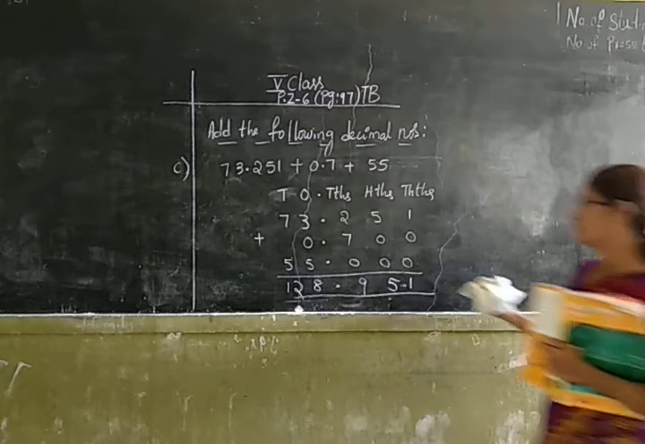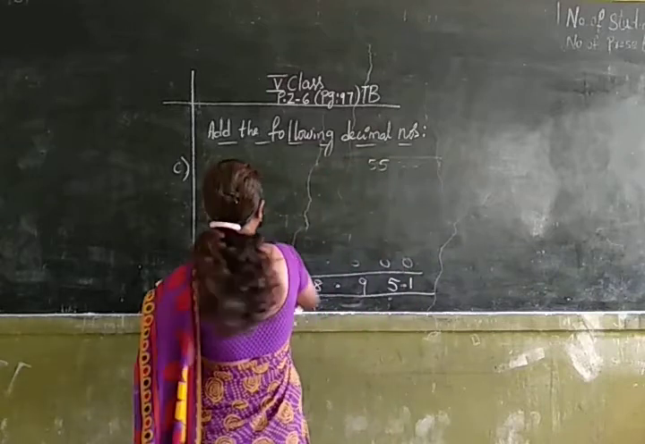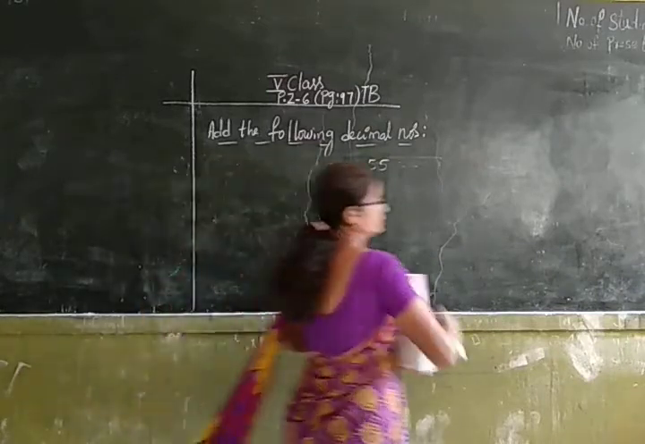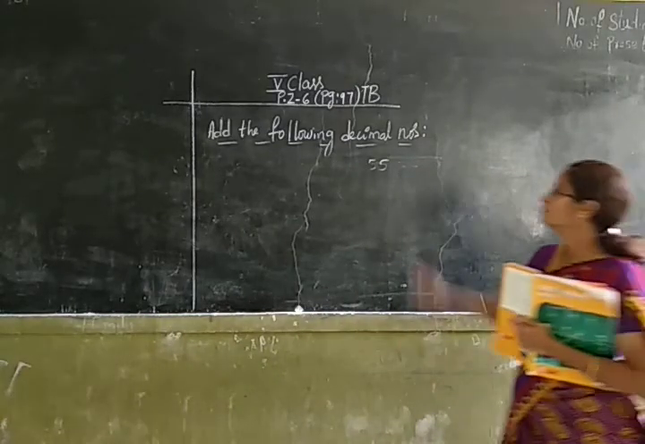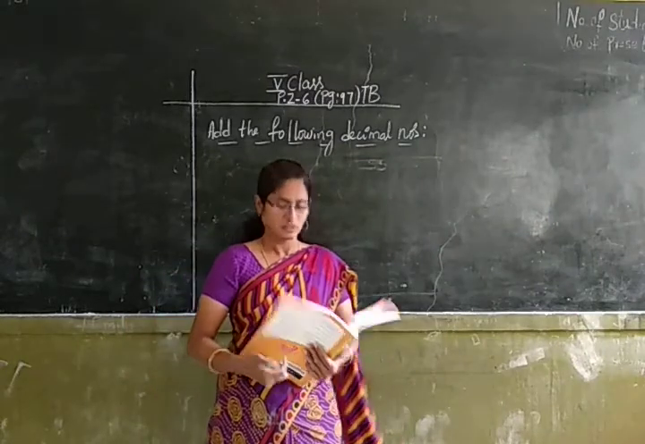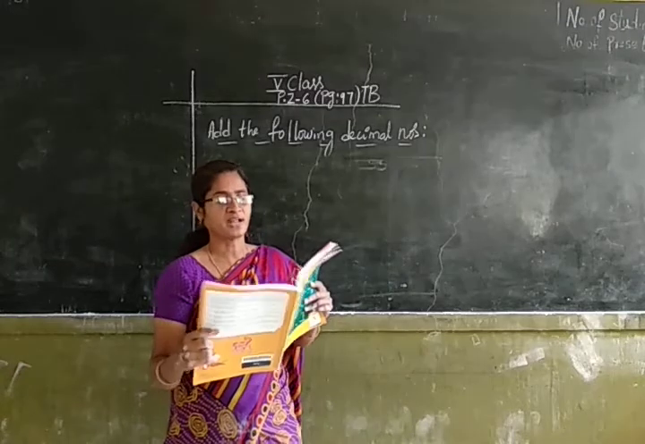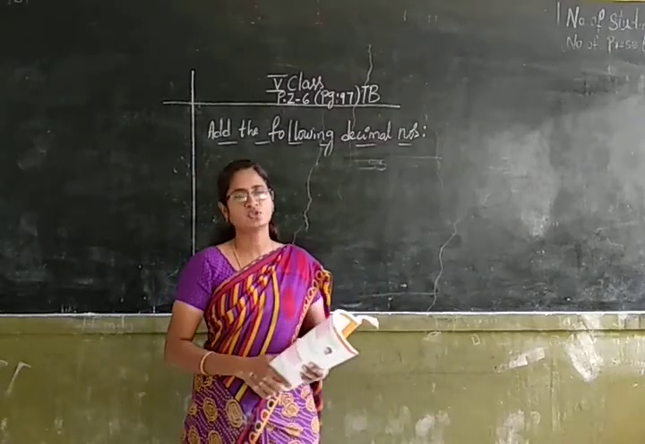Okay children, 128.951. So this is the way of adding decimal numbers. Did you understand how to add decimal numbers? All of you do these sums in Practice Zone 6 for homework.